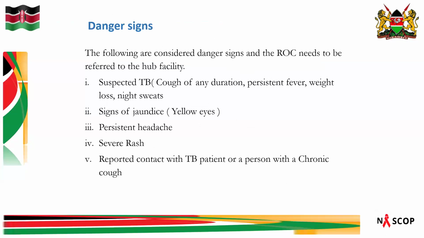So what are some of the danger signs which will make you refer a client back to the facility? This is if they have suspected TB, that is cough of any duration, persistent fever, weight loss and night sweats, signs of jaundice, persistent headache, severe rash, or if they report that they came in contact with a TB patient or a person with a chronic cough.